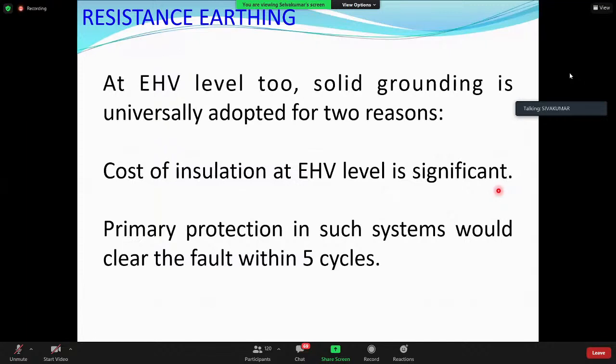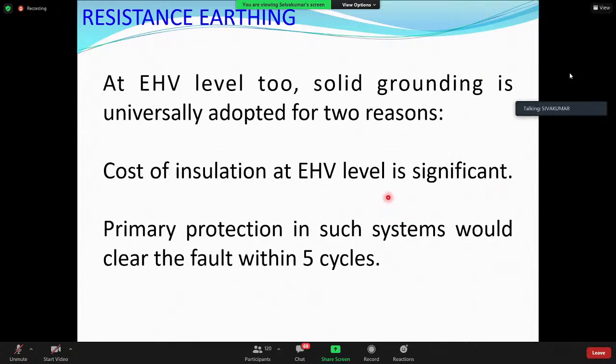If you go for impedance earthing, the insulation has to be designed for full line to line voltage. If you go for solid grounding, the phase to ground insulation has to be designed for the phase voltage. The cost reduction could be very significant at EHV levels. So generally EHV people go for solid grounding to reduce the insulation cost.